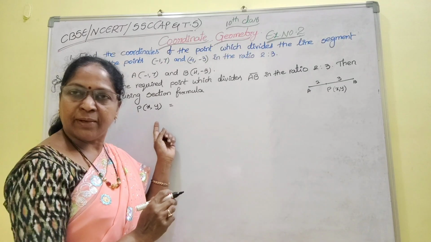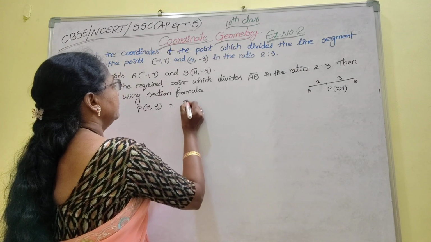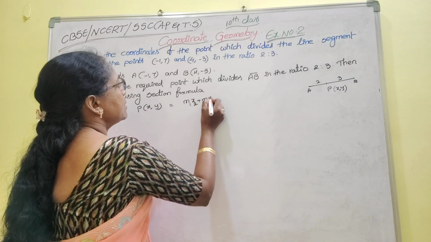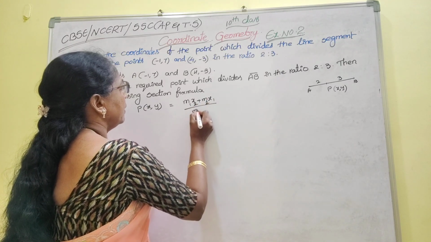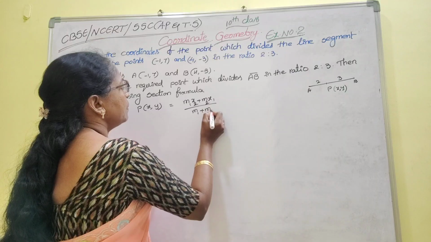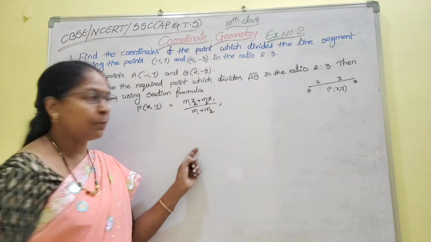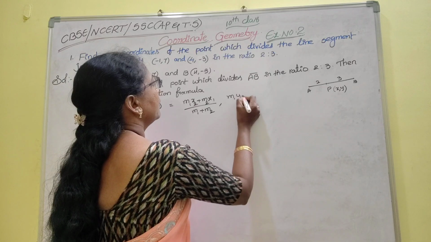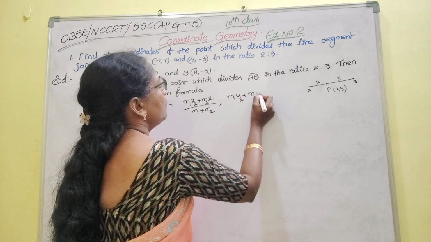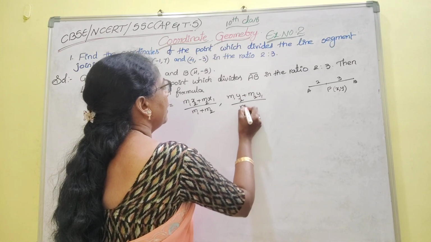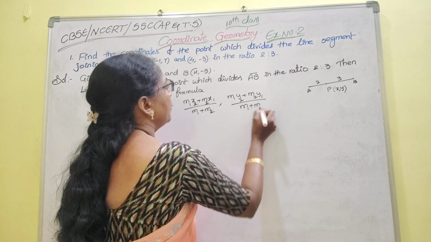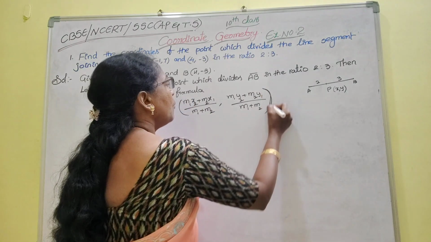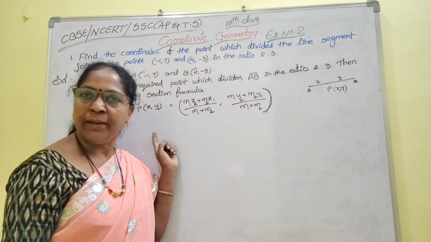Now, what is that section formula? P(x, y) equals (m1 x2 plus m2 x1) divided by (m1 plus m2), this is the x coordinate, comma (m1 y2 plus m2 y1) divided by (m1 plus m2). This is the section formula. Using this formula, we can find the coordinates of the point P.